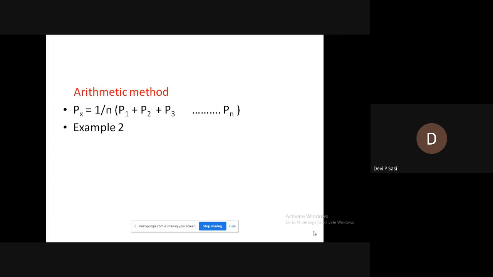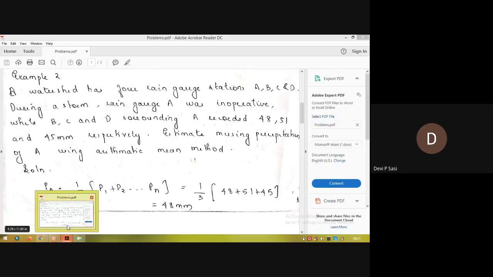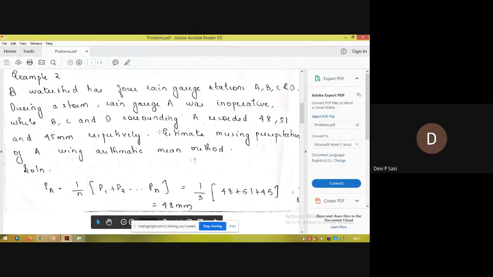So if you take example 2 in your course material: a watershed has 4 rain gauge stations A, B, C and D. During a storm, rain gauge station A was inoperative. So which is the inoperative station? Rain gauge A, while B, C, D are surrounding A.